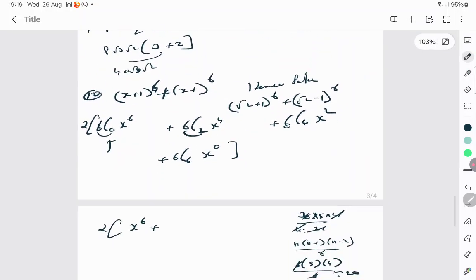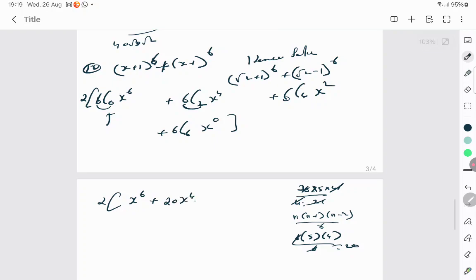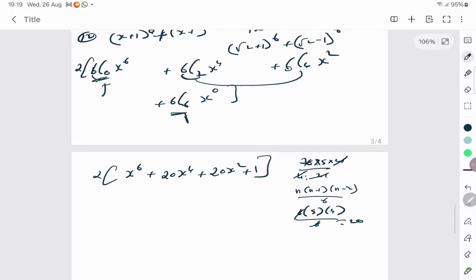So you know this answer is going to be 6C2 is 15, 6C4 is 20 into x to the power 4. 6C4 is the same as 6C2, so don't do it, just write 15 into x square. 6C6 is the same as 6C0, so it's 1. 1 into x to the power 0 is also 1. So this is the answer.